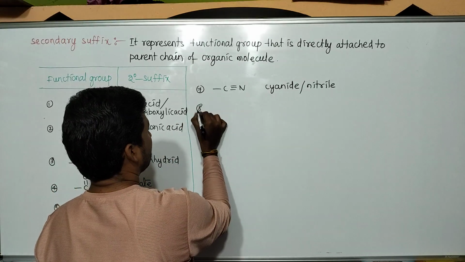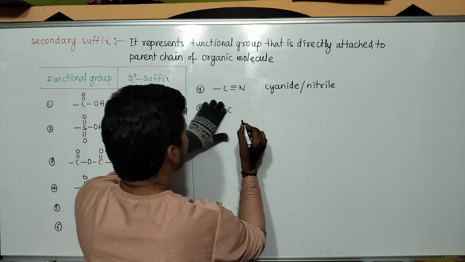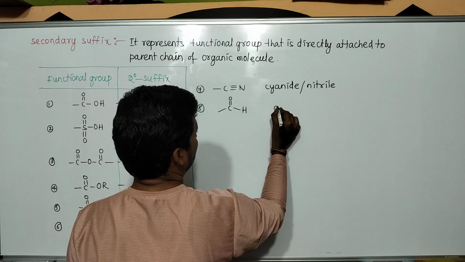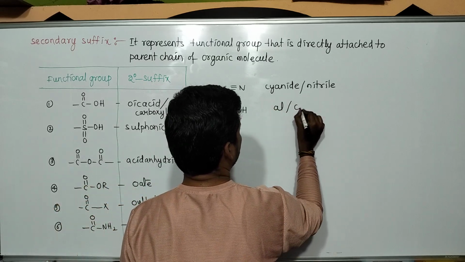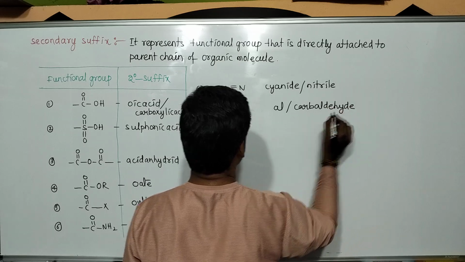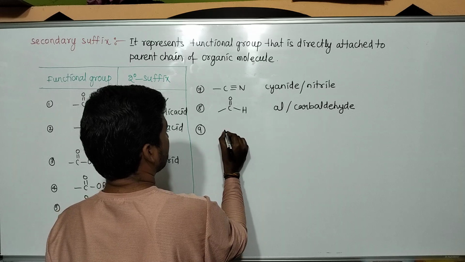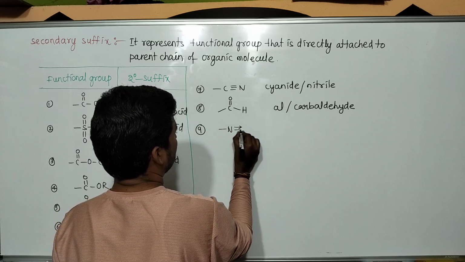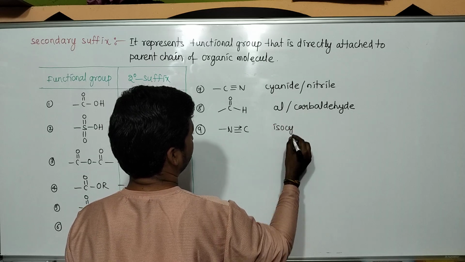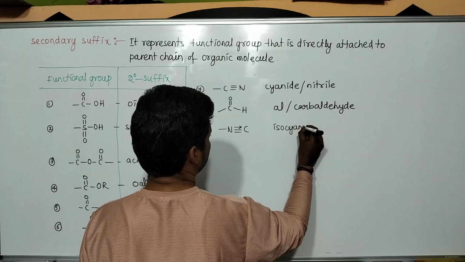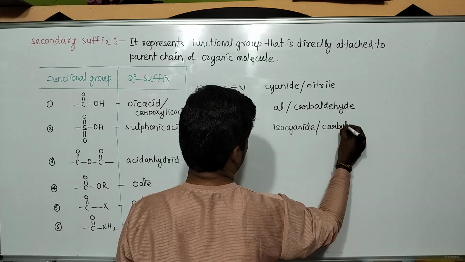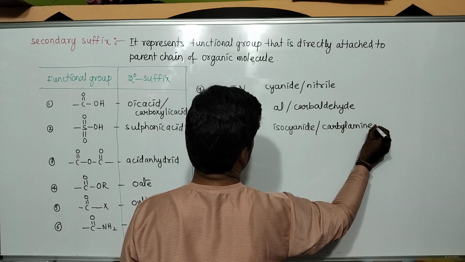I will explain later. Next, if the functional group is CHO, the aldo group, then we write secondary suffix -al or carbaldehyde. Both are used in different conditions. If the functional group is NC, then we write isocyanide or carbylamine. Isocyanide or carbylamine.